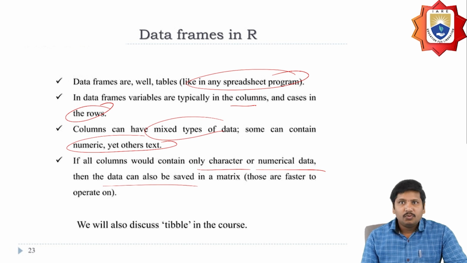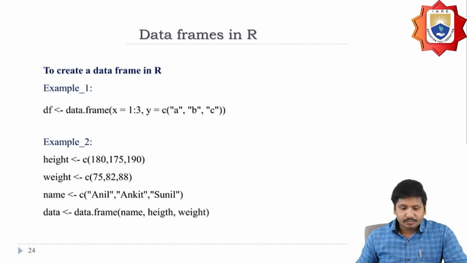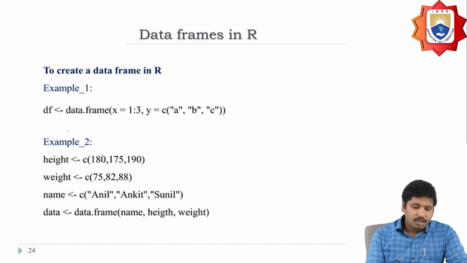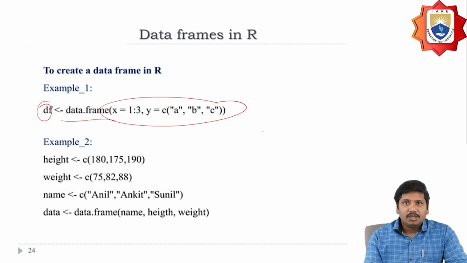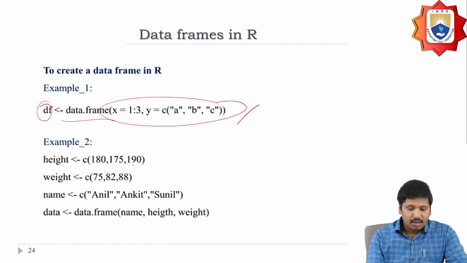So if the column would contain only character or numerical data, then the data can be saved in the matrix itself. So how can we create a data frame? df is the variable, so data.frame, and I can generate the sequence of values from 1 to 3, and these are the column names I'm going to specify. Suppose I want to find the height.